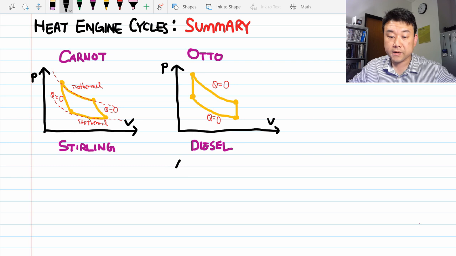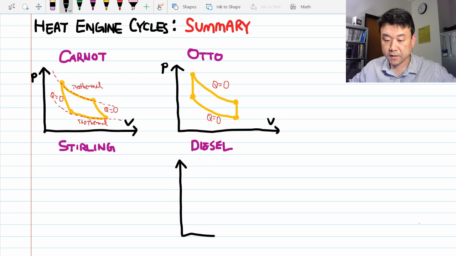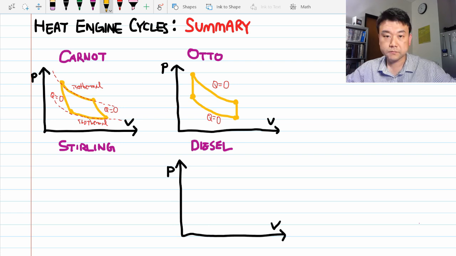The diesel cycle is the second of the internal combustion engine cycles, and here's the PV diagram for the diesel cycle. So let's start at the state of the engine where it's at high pressure and low volume. It's at a very high temperature. Fuel is injected that ignites, causing the gas to expand isobarically. And that's the idealization. At some point, the expansion continues adiabatically.